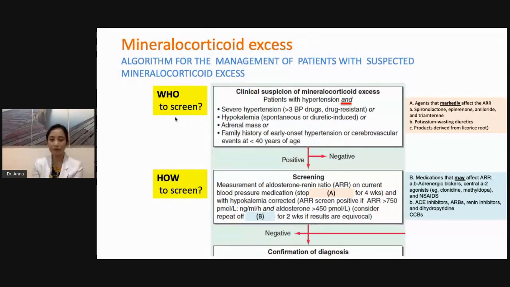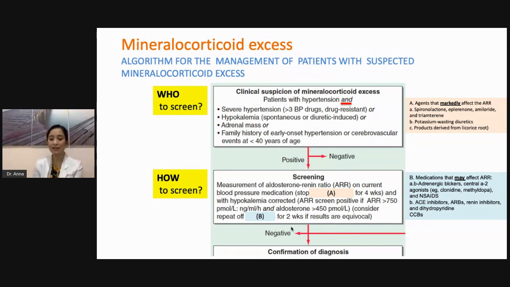But before you do the screening, make sure that the hypokalemia is corrected first, because hypokalemia can cause a false positive result. So, if you have hypokalemia, we treat it first, usually with potassium tablets, and once the potassium is normal already, then that's the time you do your aldosterone-renin ratio. So that's how you screen.